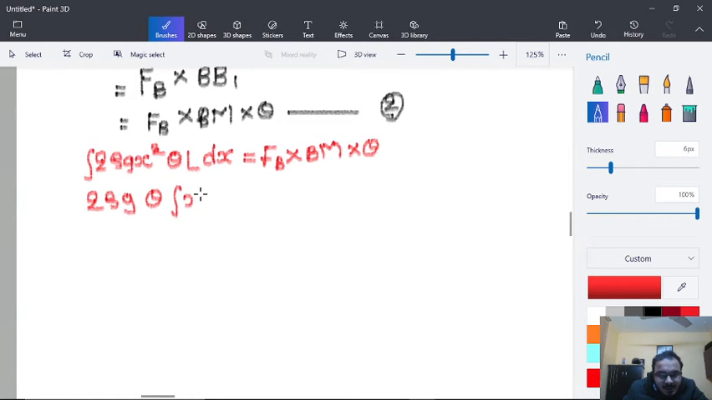Integration x square dx. Instead of FB, we can write down the weight displaced, that is W into BM into theta. So this will go, L is left, so L is there. So now we have got this.